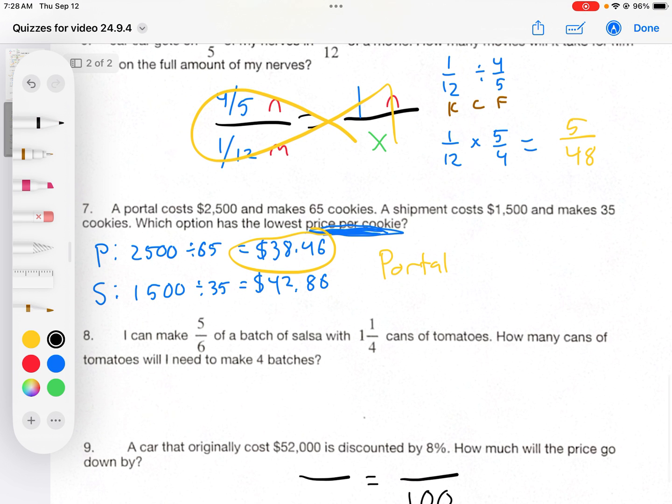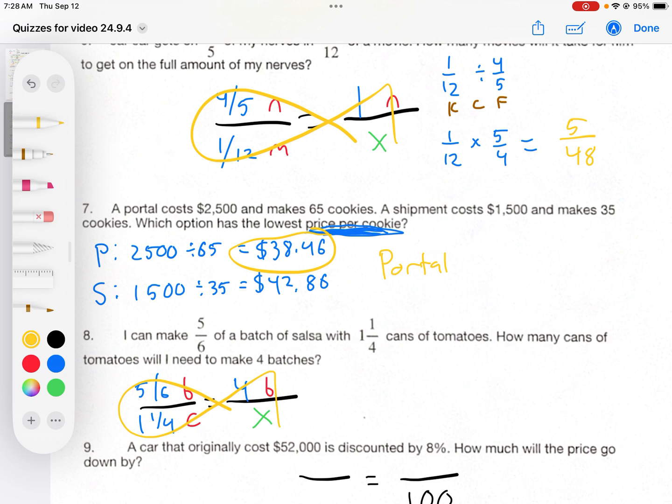Number 8, I can make 5/6 of a batch of salsa with 1 1/4 cans of tomatoes. Then I'm being asked, how many cans of tomatoes will I need to make 4 batches? That's how you set up the proportion. Keep your batches and cans consistent across the fractions.